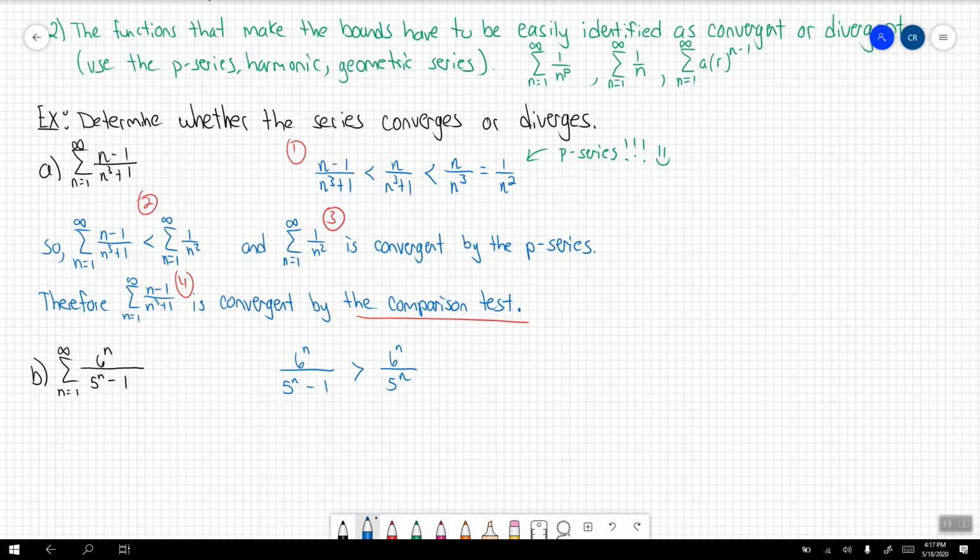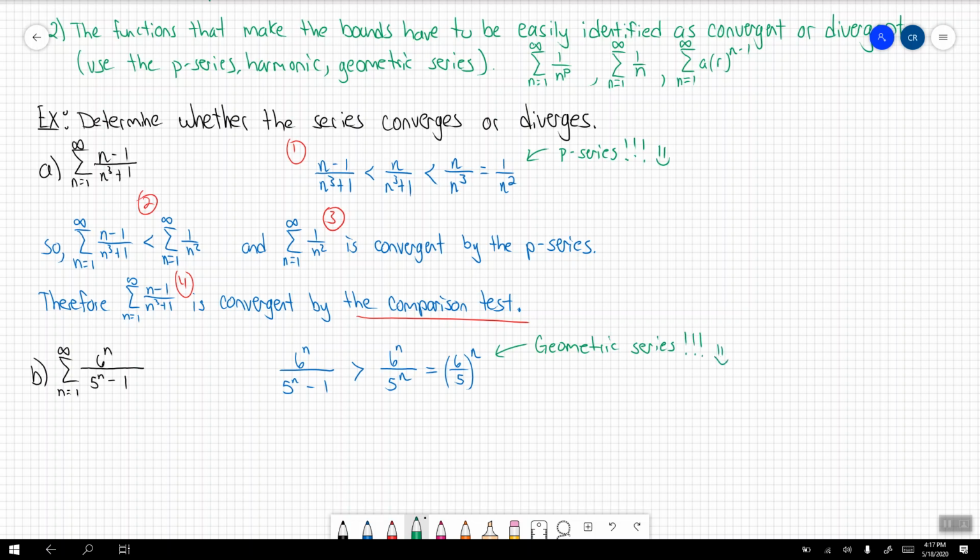Awesome. Now, looking at this function here, we now have 6 over 5 to the power of n. Okay, that's not too bad. And at this point in time, we can now see this will give us a geometric series.